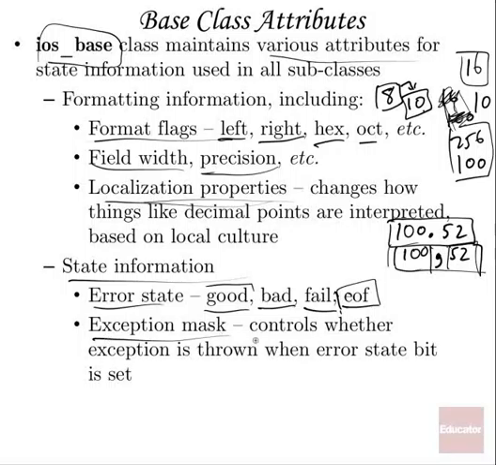And then we have an exception mask that says, if one of these bits gets set, throw an exception. The default is none of them are set, so it'll just set the bit, and you have to remember to go check. Or if you would prefer to throw an exception, you set the exception mask for which bits you want the exception to be thrown for. So when the system sets one of those bits, such as fail, for example, then the exception will be thrown, and you'll go out of the normal flow of processing into your exception handler.